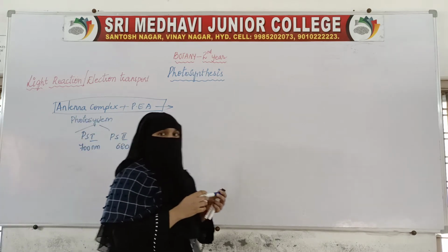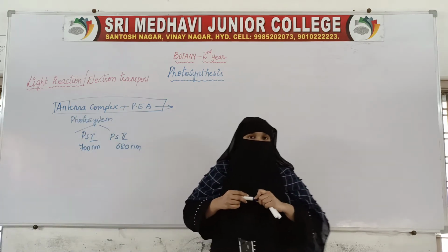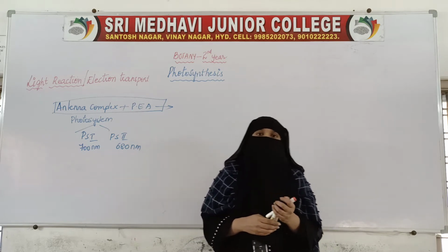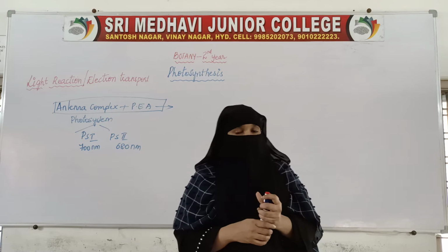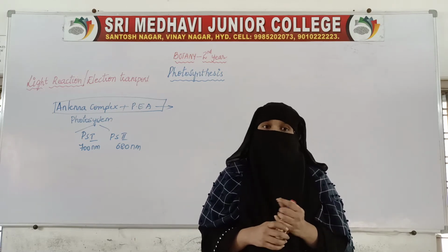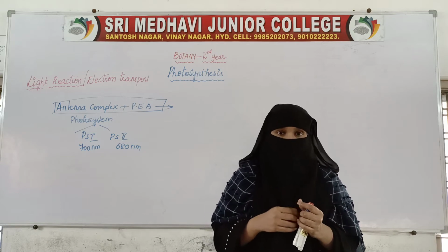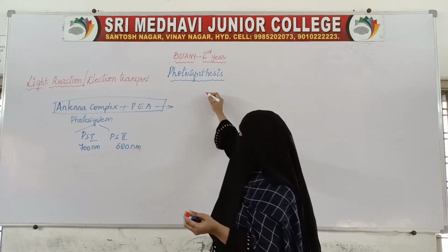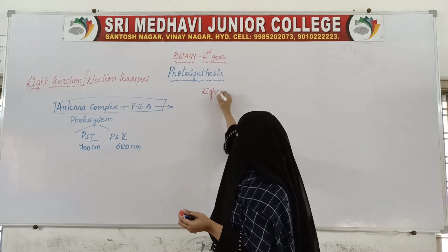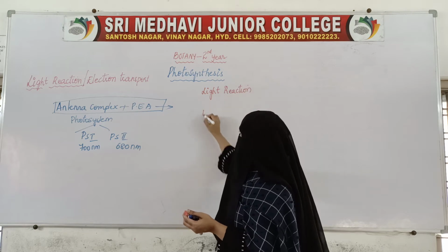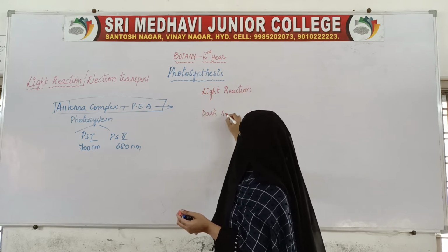So till now we have seen what photosystem 1 and photosystem 2 are. Now let us see how the reaction of photosynthesis is carried out. Photosynthesis is carried out in two stages, two steps. The first step is called the light reaction and the second is called the dark reaction.